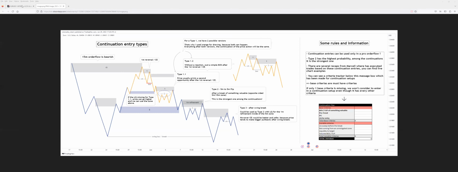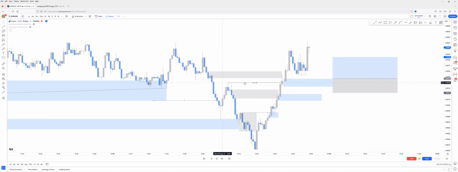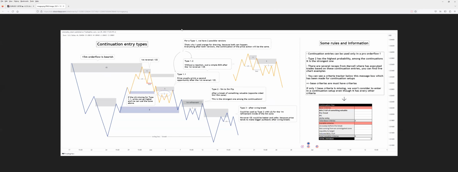On EURUSD, it also broke structure, broke the structural high point here. Then what has happened? Let me just pick up the draw tool. Price reacted on an opposite-sided zone and flipped this area with this movement and created liquidity for the flip zone. Guess what has happened on EURUSD?